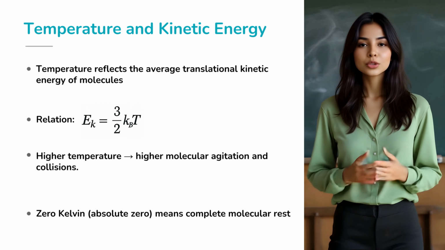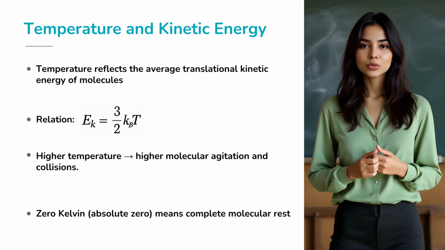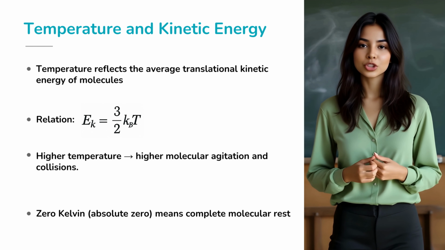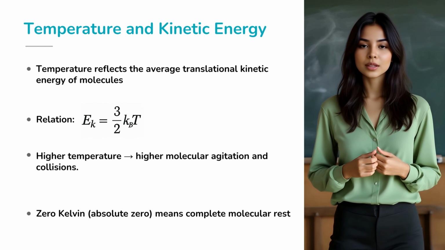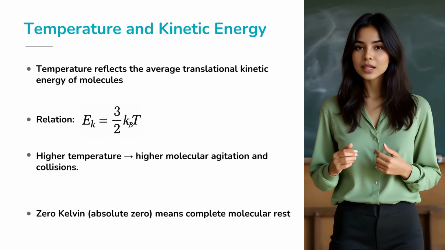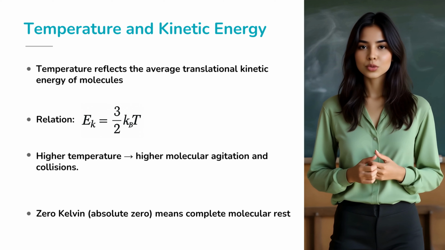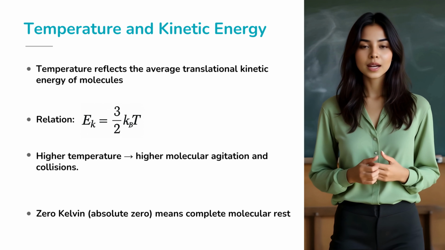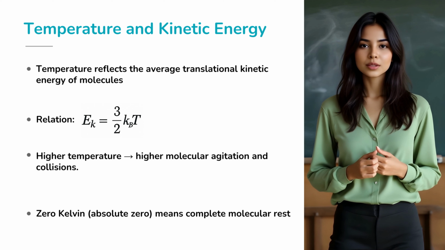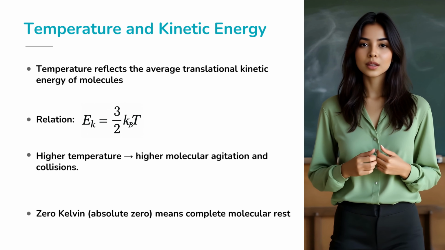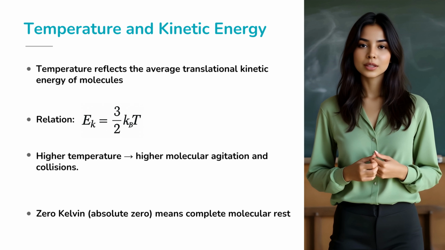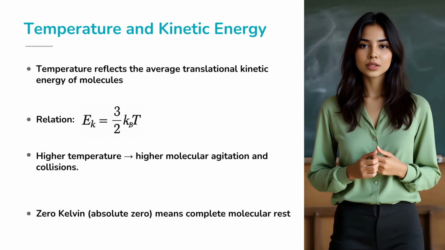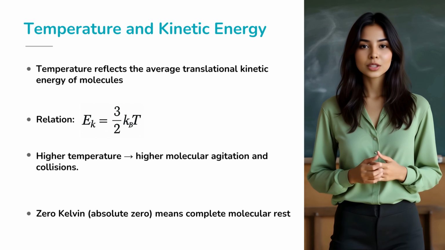Let's now dive deeper into the microscopic world. What does temperature really mean at the molecular level? Temperature is a direct measure of the average kinetic energy of molecules. The faster they move, the higher the temperature. The equation that captures this is E average = (3/2) kB T. Here, kB is Boltzmann's constant, and T is the absolute temperature in Kelvin. So if you double the absolute temperature, you double the average molecular kinetic energy. At absolute zero, 0 Kelvin, molecules are at rest. No motion, no energy. This is why 0 Kelvin is the ultimate cold.